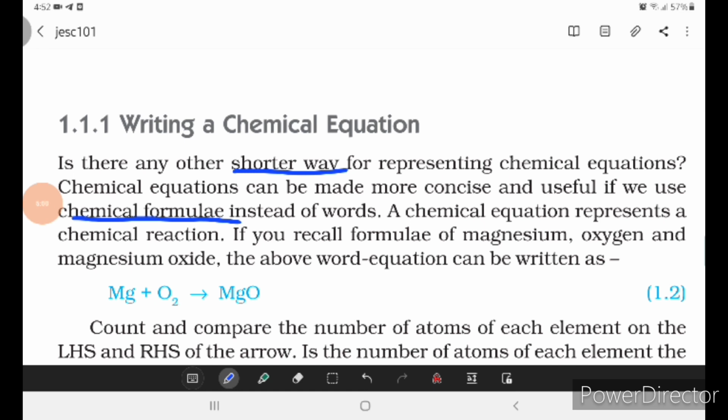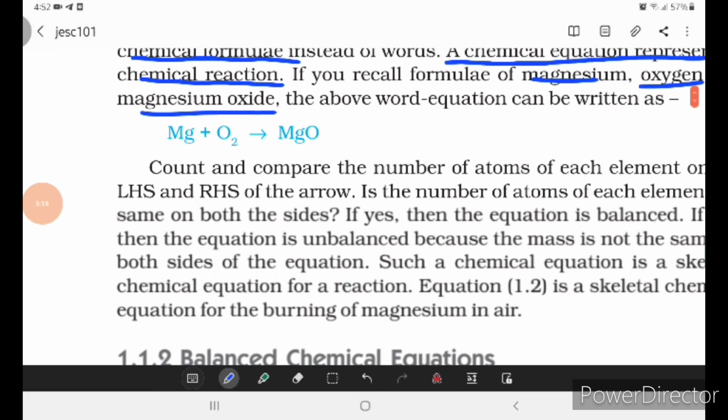So we use different symbols which are assigned to them to write a simplest chemical equation. A chemical equation represents a chemical reaction. We have gone through this point at the starting of this chapter, right? If you recall the formula of magnesium and oxygen and magnesium oxide, the above word equation can be written as Mg plus O2 gives rise to MgO.